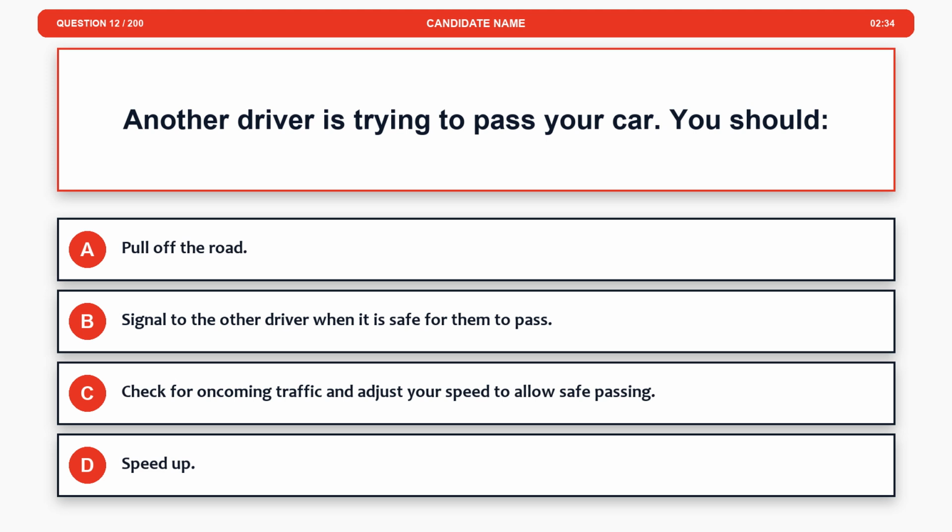Question 12. Another driver is trying to pass your car. You should. Option A. Pull off the road. Option B. Signal to the other driver when it is safe for them to pass. Option C. Check for oncoming traffic and adjust your speed to allow safe passing. Option D. Speed up.